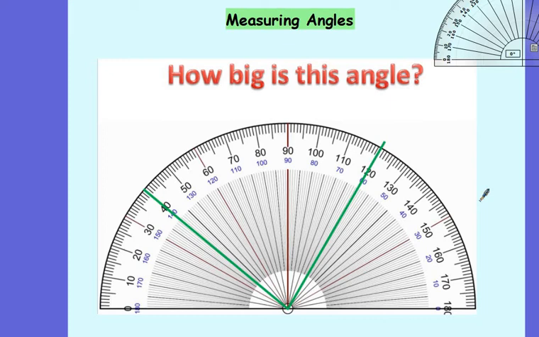Okay, this time we haven't lined up the bottom of our protractor with our angle, but we can still work it out. We know we've started at 40 and we've gone 10, 20, 30, 40, 50, 60, 70, 80 degrees. You could have worked it out as 120, take away 40, that would also work. Well done if you got that right, Year 7.